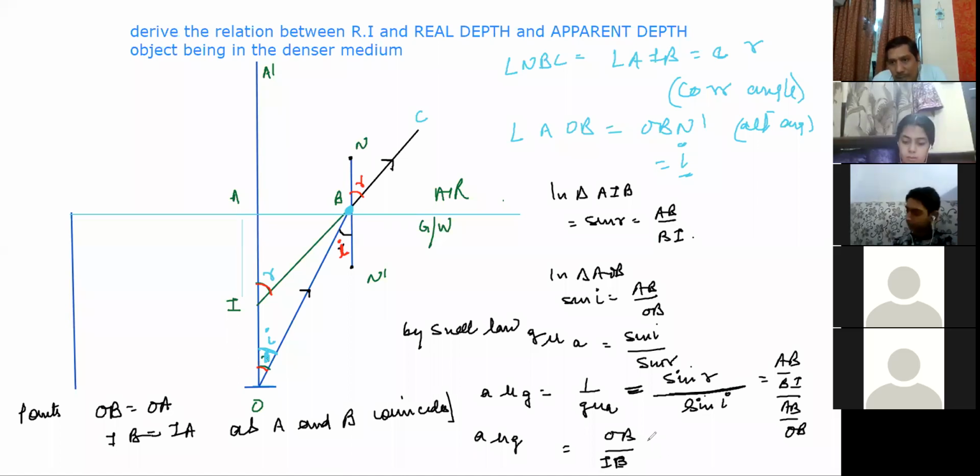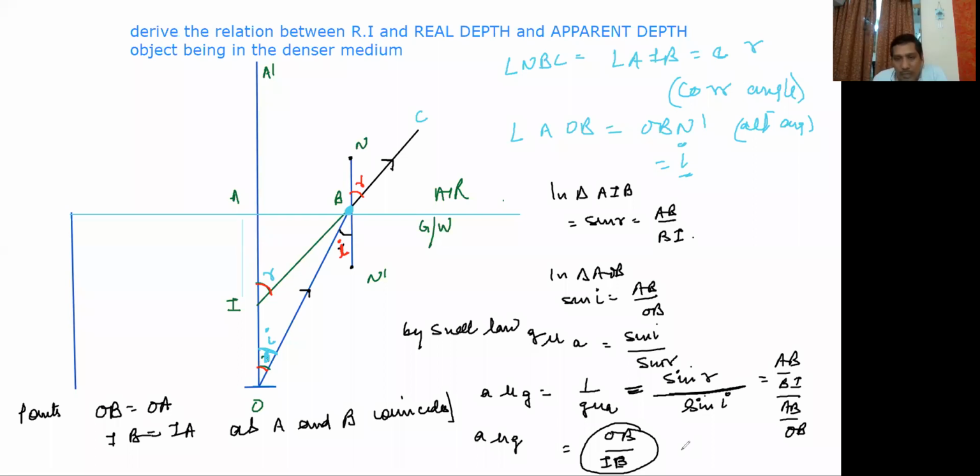So what we can do is, in the relation of A mu G, I can now replace the different values of OB and IB. What is OB equal to? OA. And what is OA? The real depth. And what is IB equal to? IA.